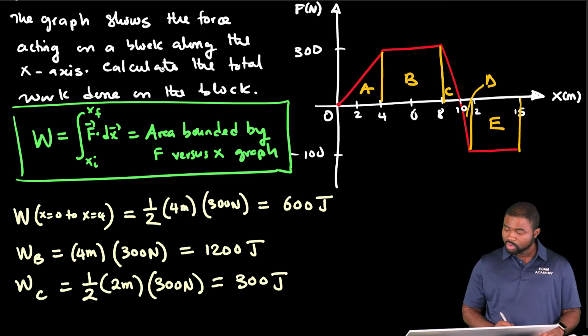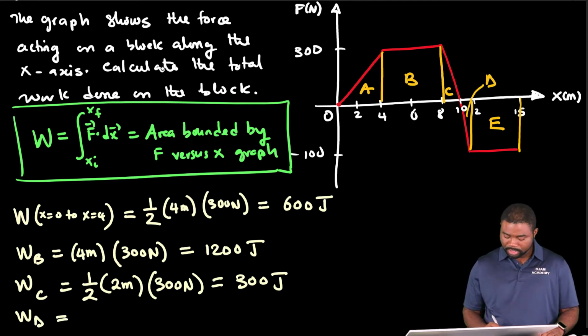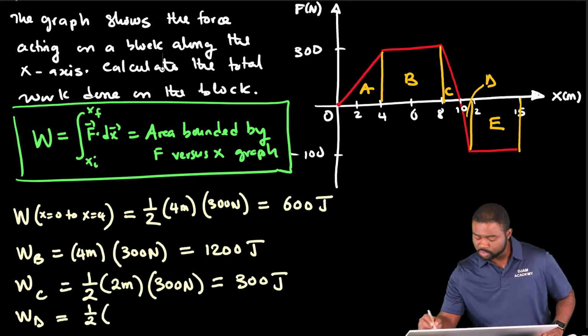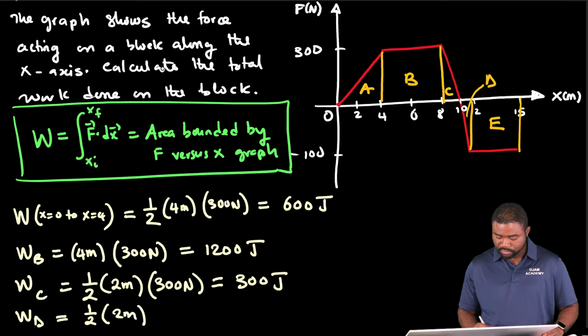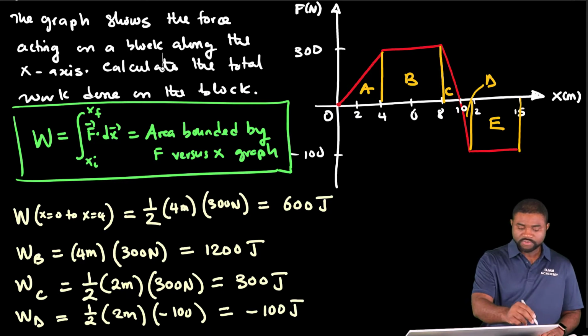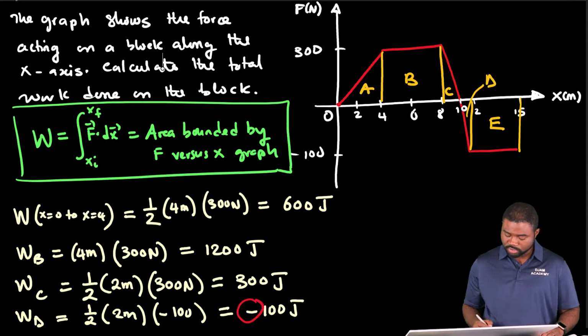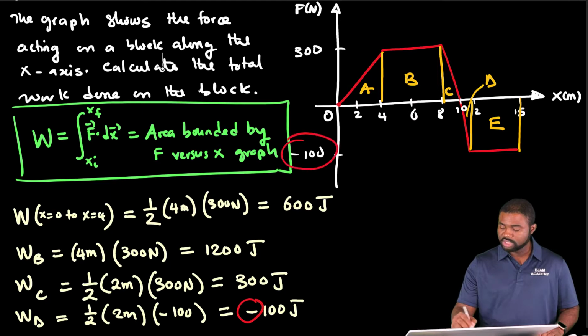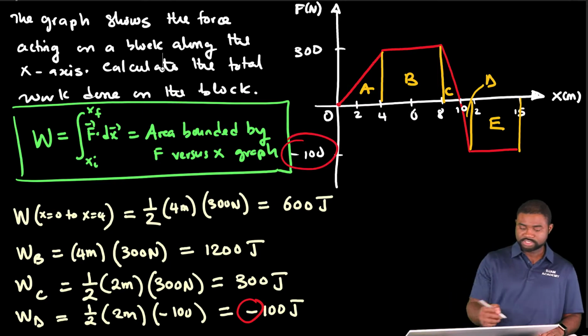Similarly, we have WD, which is a triangle. This is 1/2. This is 10 to 12, so that is 2 meters multiplied by negative 100. This is going to be equal to negative 100 joules. Notice that it is negative 100 joules because here the height is in the negative direction. You should not forget that.